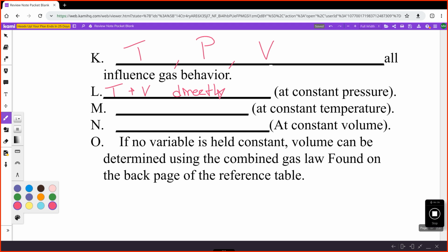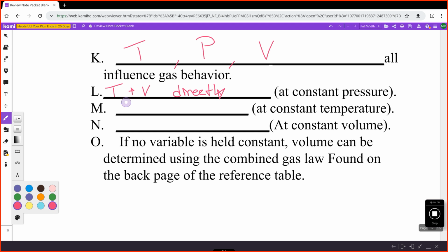And it's easy to understand why. Temperature is the speed of the molecules. If the molecules move faster, they're going to spread out. They're going to push the walls of a container out because they have more velocity. And therefore, their volume will increase.